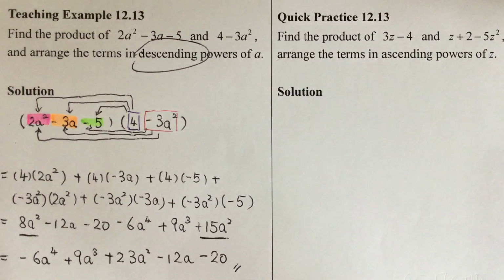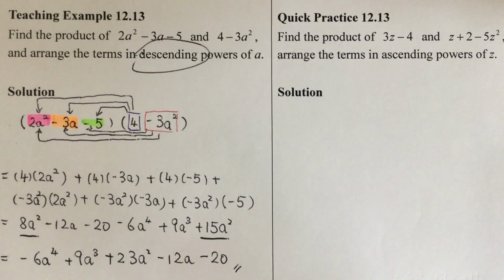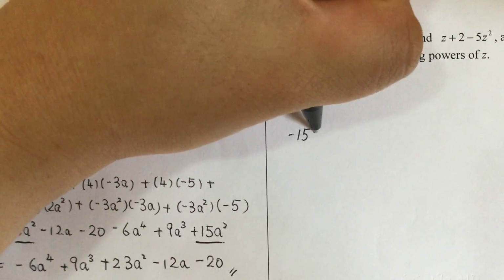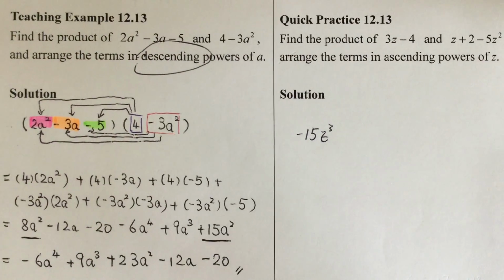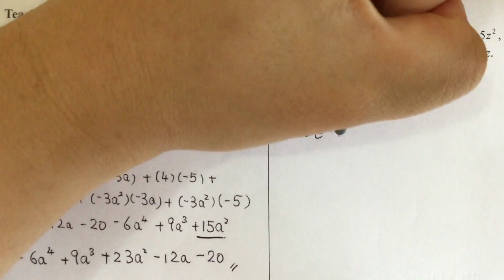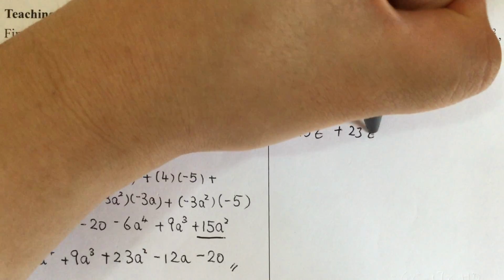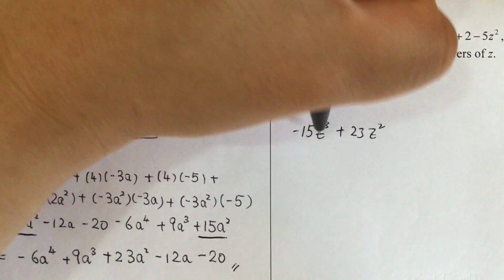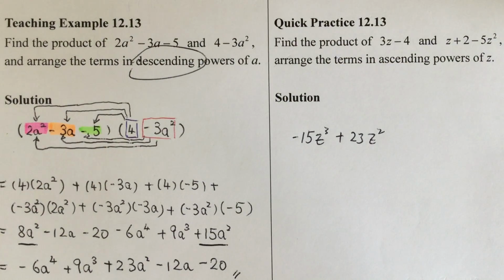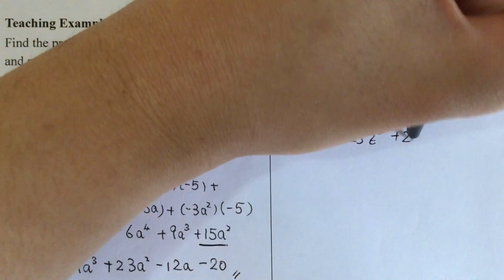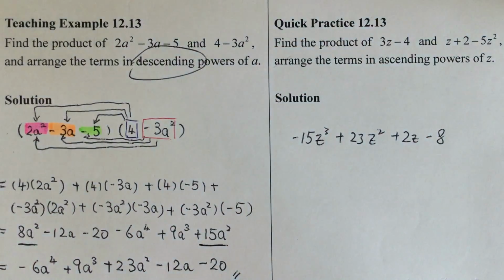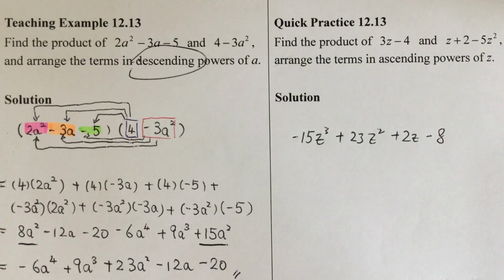Okay, now the answer for this question, quick practice 12, I will show here. So if you cannot finish, just pause the video. Now the answer is negative 15z cubed. This is the greatest one with the power of 3, plus 23z squared. And then next is 2z. The last one is negative 8. So this is the final answer for quick practice 12.13.